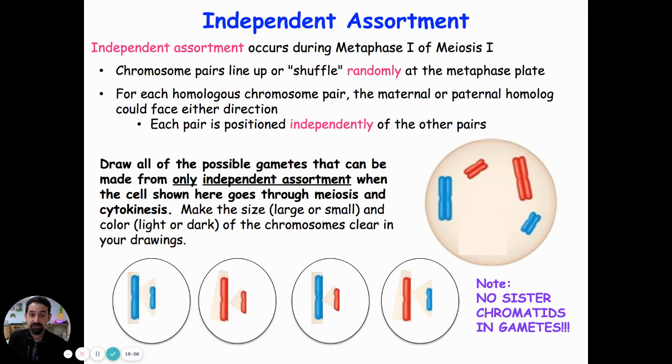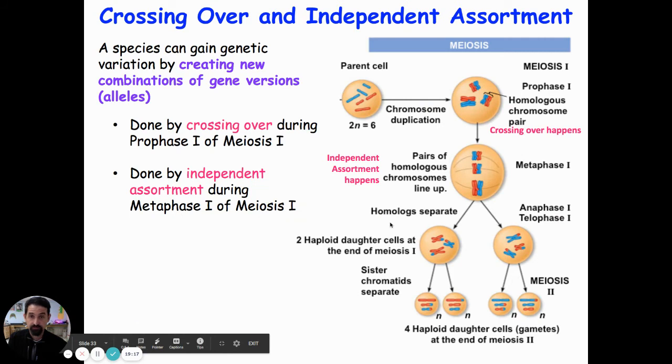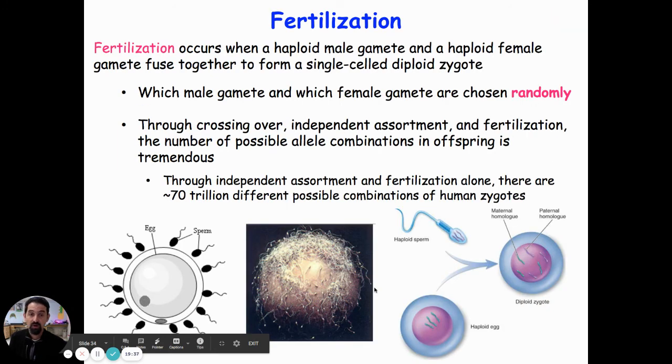Right? So if we separate these due to independent assortment, we have this arrangement. Okay? There's no sister chromatids. Now we have all of these different possible combinations, right? And so there's a lot of genetic variation. You can see they're not all the same. On top of this, we have fertilization. Depending on which male gamete and which female gamete unite, that's all random.